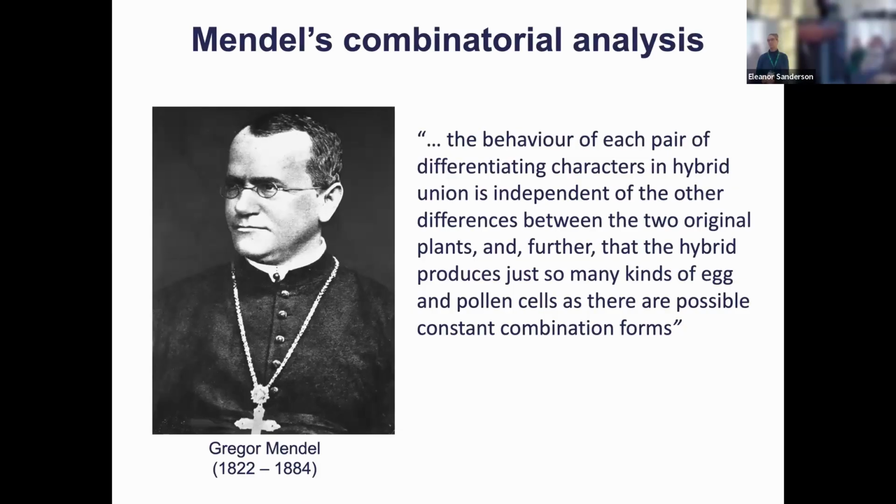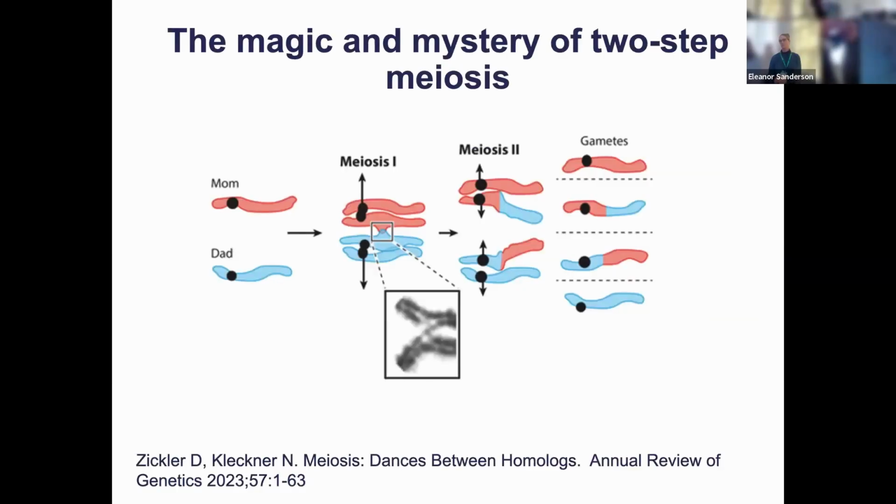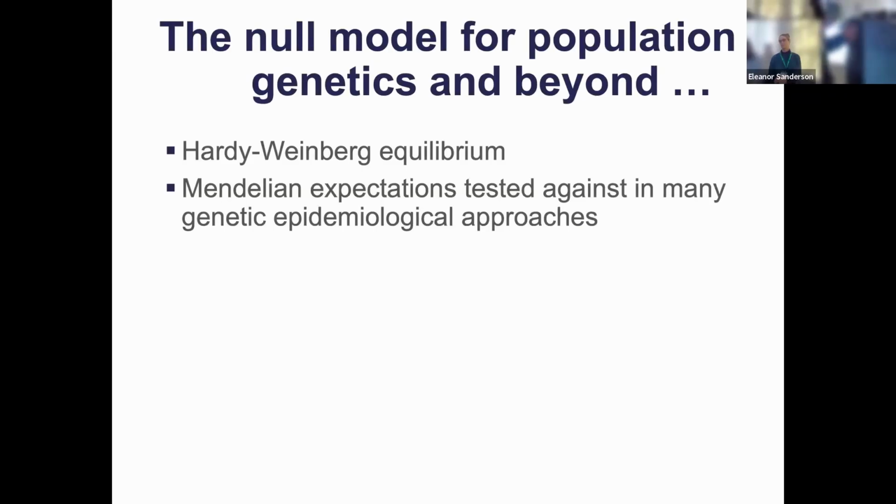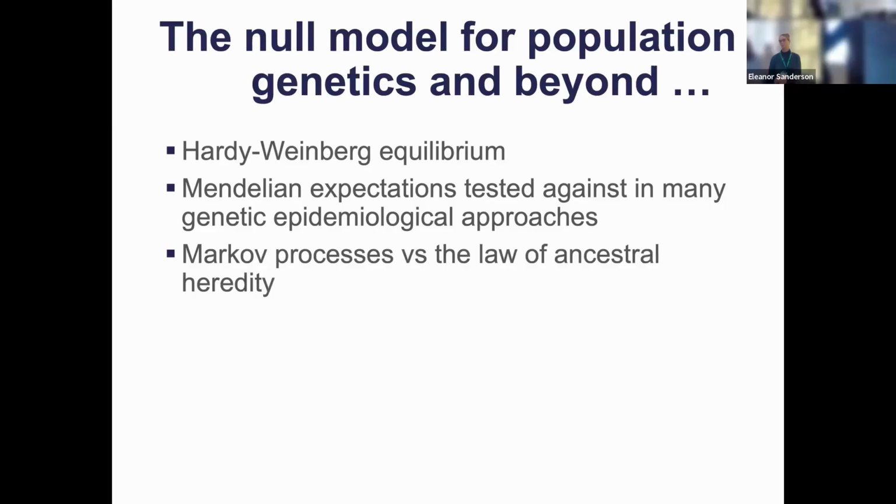Now the second one, the independent assortment, of course, is limited to the extent that there is some linkage through things that are related on chromosomes. But it's a remarkable biological process that produces the randomness, and it is the magic and method of meiosis that does this, that leads to this random distribution. And meiosis provides the null model for population genetics: Hardy-Weinberg equilibrium, Mendelian expectations are the null.